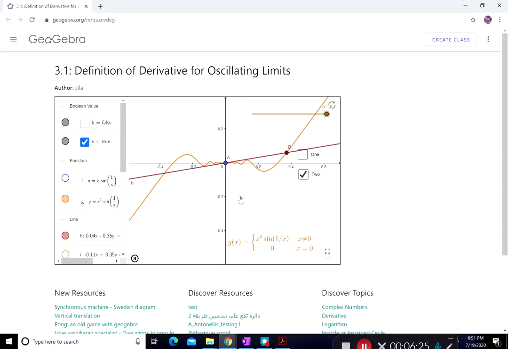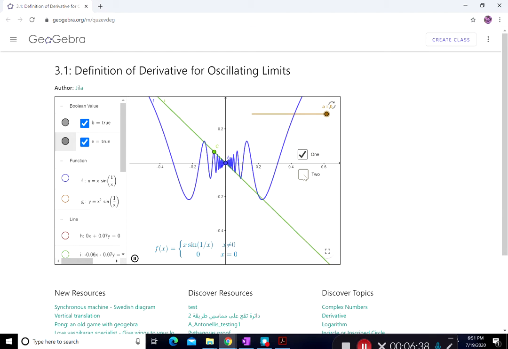So we started without any x multiplying, and it wasn't even continuous. With x multiplying, it was continuous, not differentiable. This one was continuous, not differentiable. And when it's multiplied by x squared, it's both, it's differentiable and continuous. And we discussed how differentiability and continuity are related.